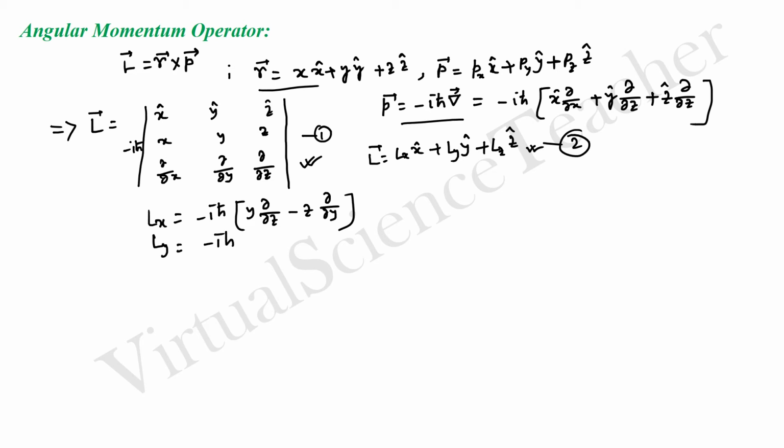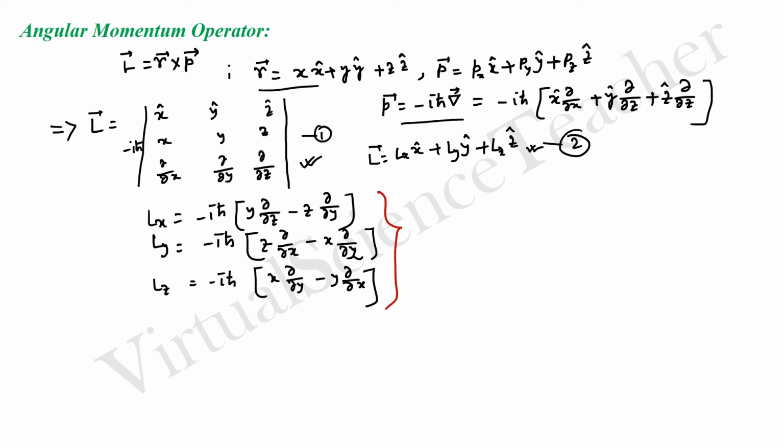Ly equals minus i h cut z del del x minus x del del z, and Lz equals minus i h cut x del del y minus y del del x. Okay, so these are the three components of the angular momentum operator. There is nothing more to it, because if you just perform this determinant and compare both sides with the unit vectors, then your process is half done.